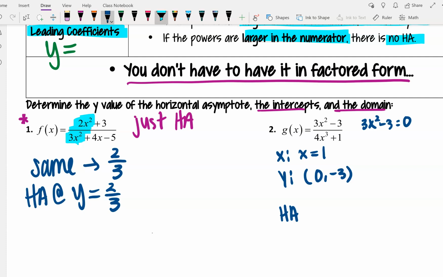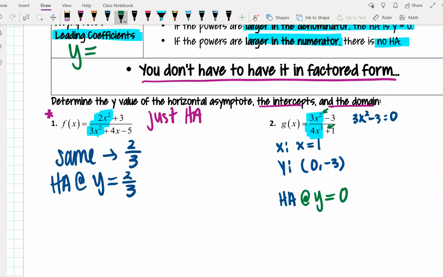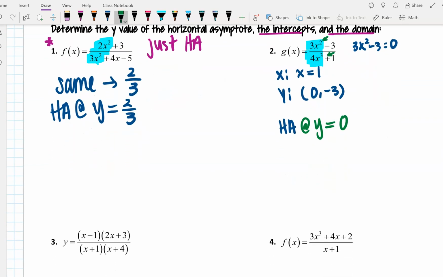And then for your HA, you're looking at your leading coefficients, okay? So the degree in the denominator is 3 and the degree in the top is 2. So when the degree in the bottom is larger, then you have an HA at y equals 0. So if you know these characteristics, it makes these problems go by faster. So we'll do one more together.